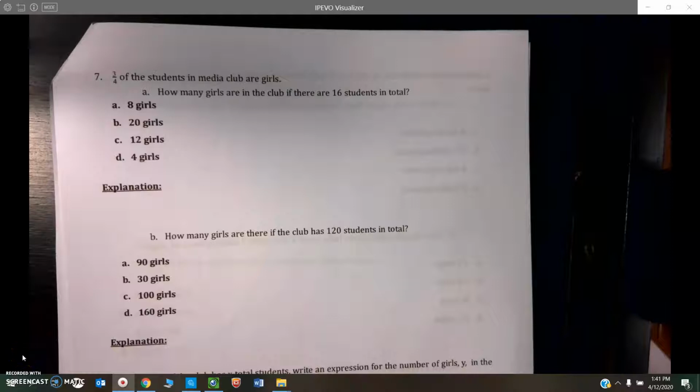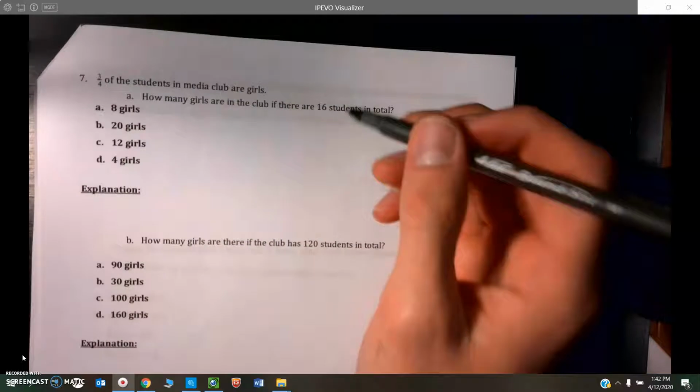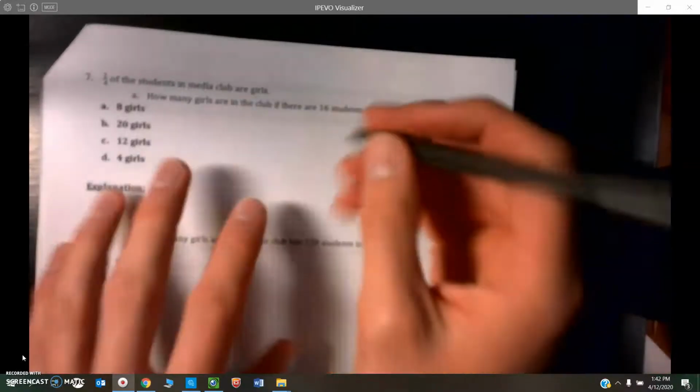All right, so hopefully you completed the third and fourth pages of your review packet, and now we're going to go over those pages. So number 7 says 3/4 of the students in Media Club are girls. So how many girls are in the club if there are 16 students in total? So I know that 3/4 of them are girls. So I need to find 3/4 of 16.